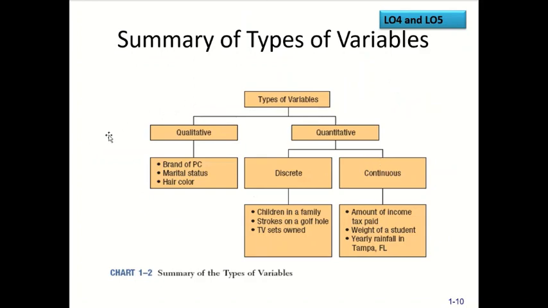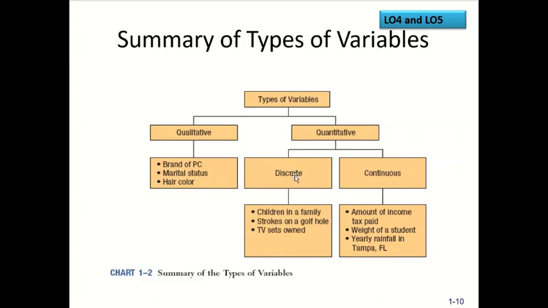So we give this summary on the classification of various kinds of variables. The different types of variables are classified as qualitative or quantitative. Qualitative means non-numerical, quantitative means numerical. Examples of qualitative variables are the brand of PC you might have, your marital status, whether you're married or not, and your hair color: black, brown, blonde. All these are examples of qualitative, non-numerical values. Quantitative variables are further classified into two types: discrete and continuous quantitative variables.